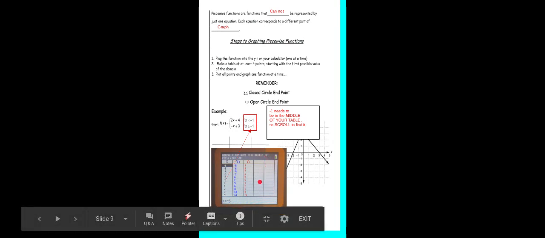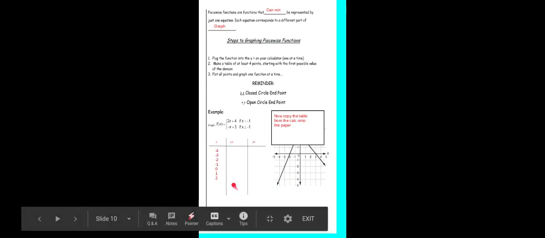Next thing we did is go to the table to get a table of points, but don't copy down the table that you see. You have to make sure that you get -1 in the middle of your table. This is what we call a critical value. That should be the middle of the table. So I scrolled to make sure that -1 is in the middle of the table. Please pause the video and adjust your calculator accordingly.